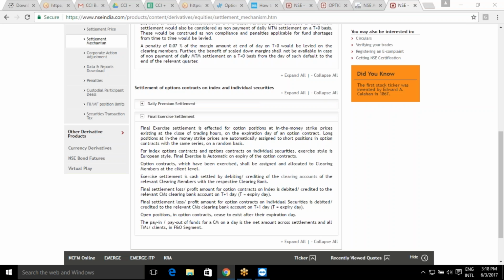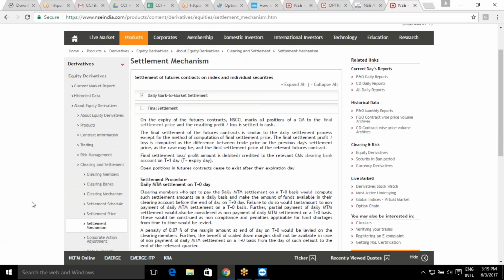Once again, Wahid, if you have questions like the previous ones, go to the products section and then the settlement mechanism, and you will get the exact exercise settlement details. It keeps on changing from time to time based on the exchange. So if you want the exact details, go to the NSE website, go to the products and then the settlement mechanism. The exact days, like T+1 day, are there. You can expand and read this part. Thank you very much.